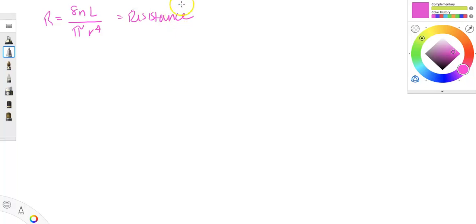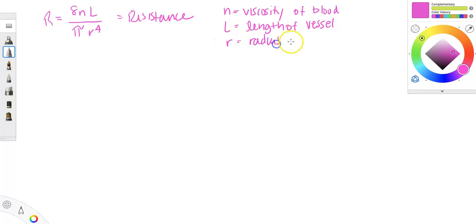So this is where η is the viscosity of blood, L is the length of the vessel, and r is the radius of the vessel.